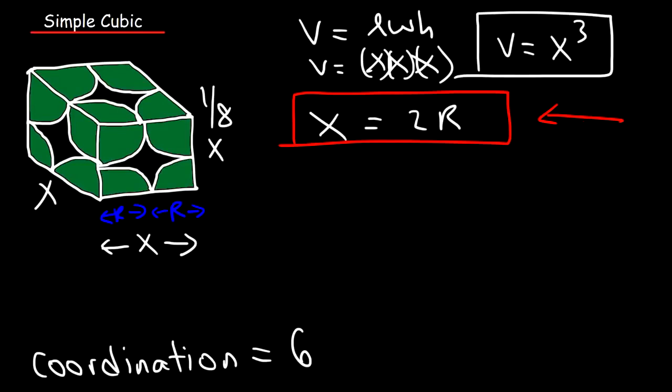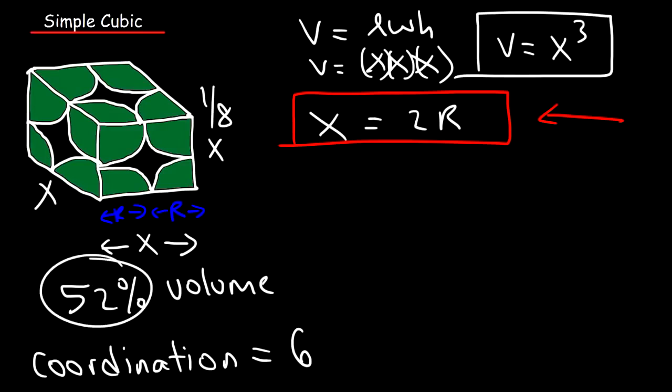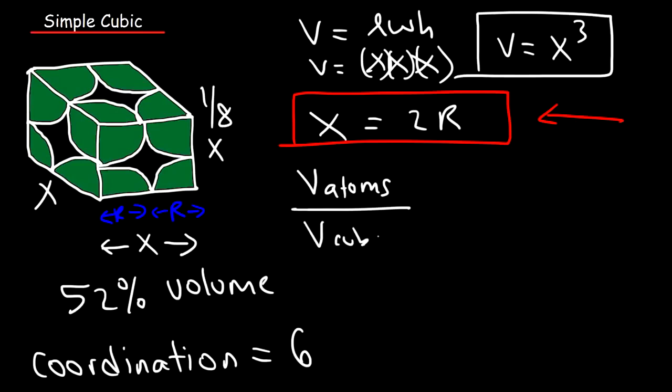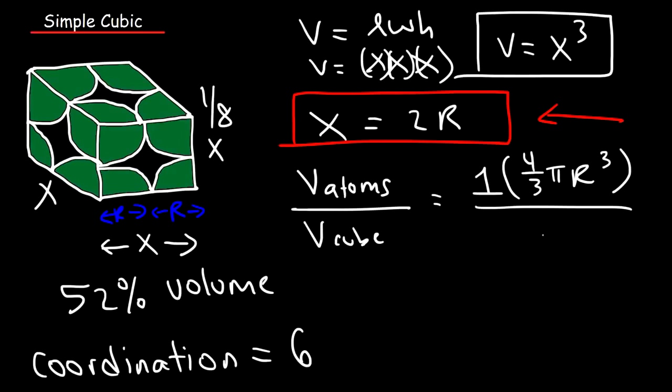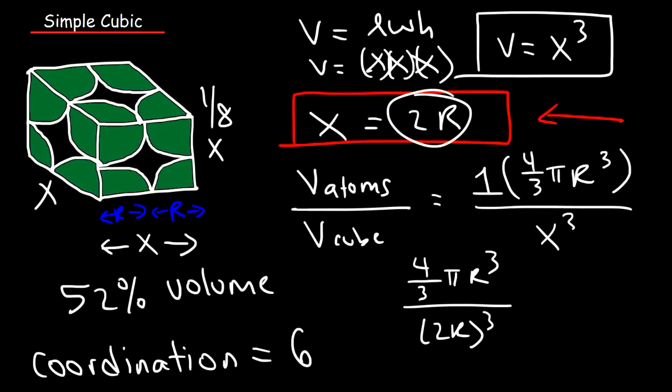Now the last thing we need to talk about is the volume. We said that the atoms in the simple cubic structure only use 52% of the volume of the entire cube. Now to get this ratio, or this decimal value, which is 0.52, you need to take the volume of the atoms in the unit cell and divide it by the volume of the cube. So there's only one atom per unit cell, and the volume of a spherical atom is 4/3 pi r cubed. The volume of the cube is always going to be x cubed. So what we need to do is replace x with 2r. So we're going to have 4/3 pi r cubed divided by 2r raised to the 3rd power.